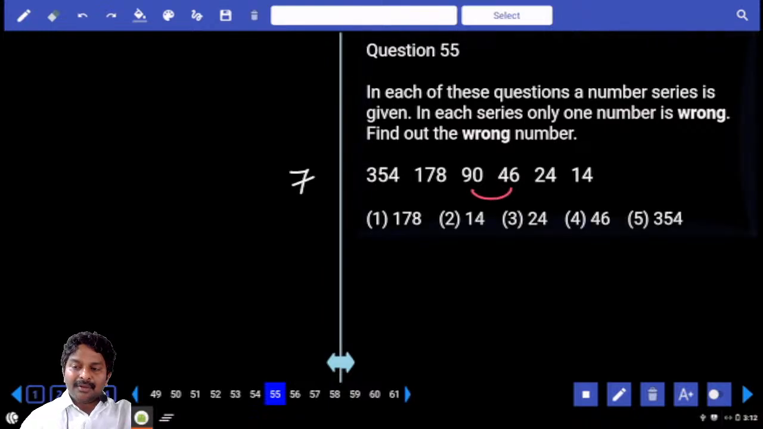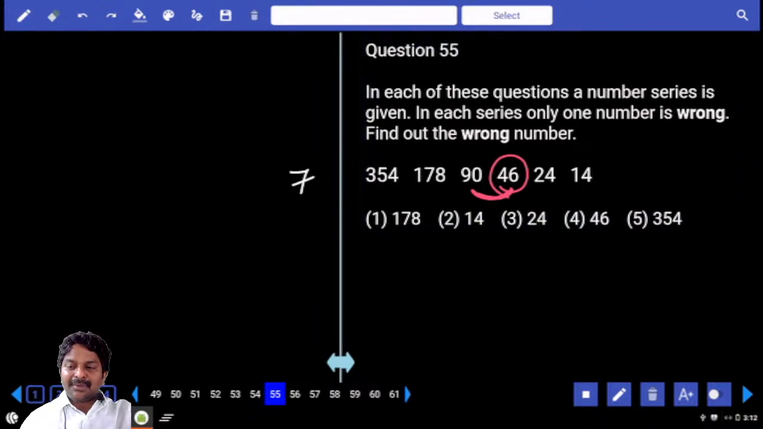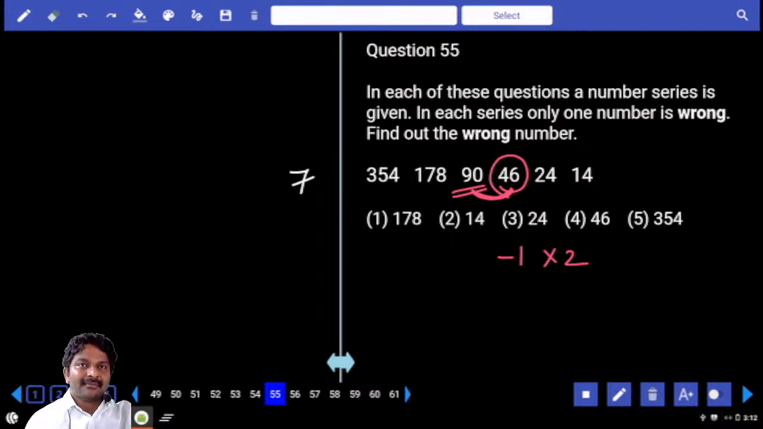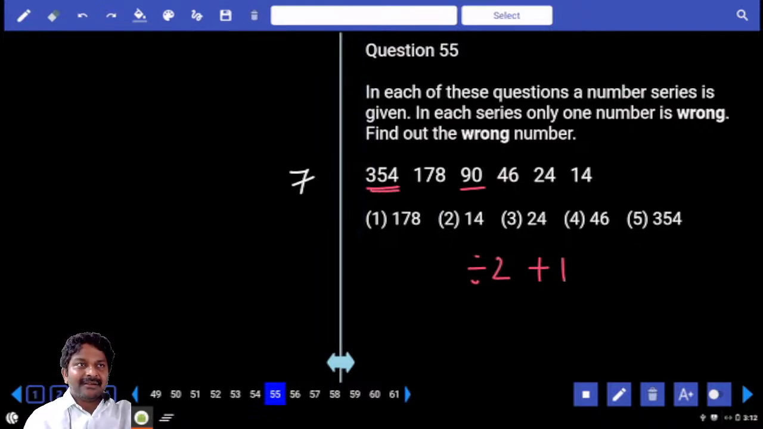Now, if you observe 46 and 90, then you will understand what exactly is happening. This number minus 1 into 2 will give you 90. Otherwise, this number divided by 2 plus 1 will give you 46. Correct? Let's identify that. Divided by 2. How much is that?